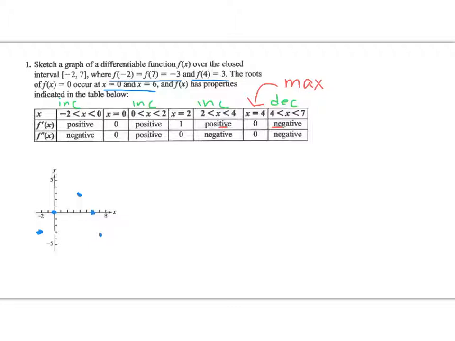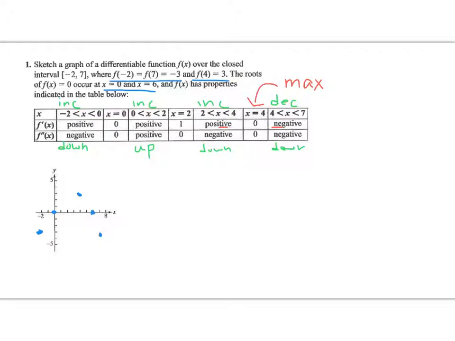Okay. Now I want to look at the second derivative. It said f double prime of x is negative from -2 to 0, so that tells me it's concave down. It's positive from 0 to 2, so that's concave up. From 2 to 4, it's negative, so it's switching and it's concave down again. And from 4 to 7, it's negative, so it remains concave down.